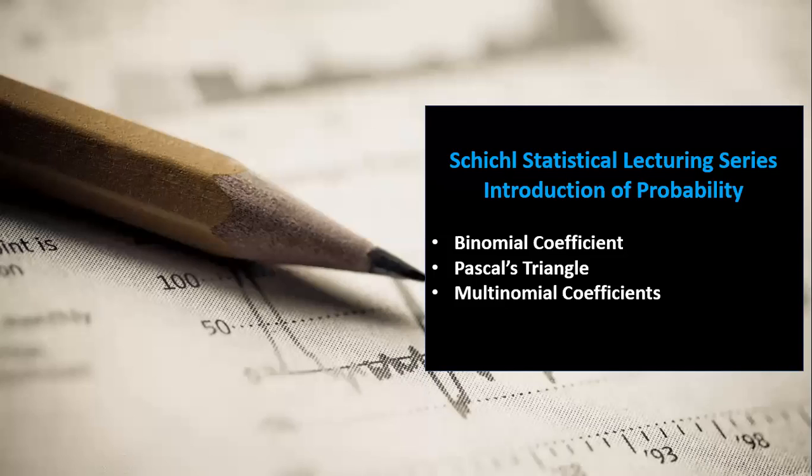So in this video, we're going to talk about applications of the combinations we discussed, and how to find the combination of n choose r. We're going to introduce something we call binomial coefficients, and also take a look at what a Pascal triangle is. And then the other topic we're going to talk about is multinomial coefficients.